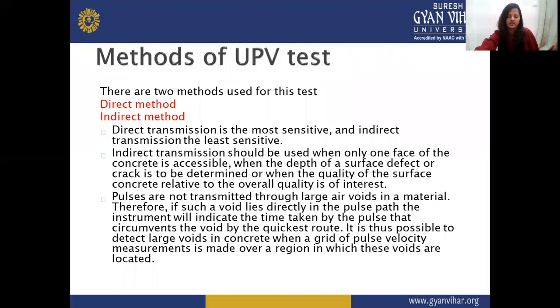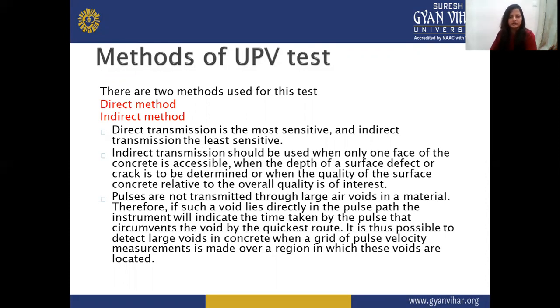Methods of ultrasonic pulse velocity test. There are two methods used for this test, which are the direct method and the indirect method. The direct method is the most sensitive and the indirect method is the least sensitive. The indirect method should be used only when one face of the concrete is accessible, whereas the other face cannot be accessed easily, when the depth of a surface defect or crack is to be determined, or when the quality of the surface concrete relative to the overall quality is of interest.